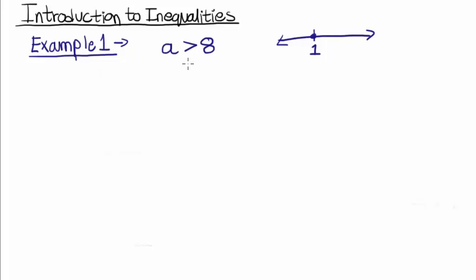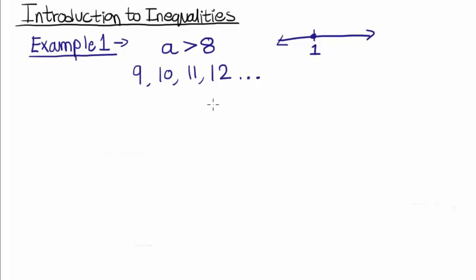But when it comes to inequalities, there is more than one solution. This is true most of the time. For example, if I say a is greater than 8, the number 9 satisfies this inequality. So does the number 10, so does the number 11, and so does the number 12, and so on and so on. Basically, any number that is bigger than 8 does satisfy this inequality.